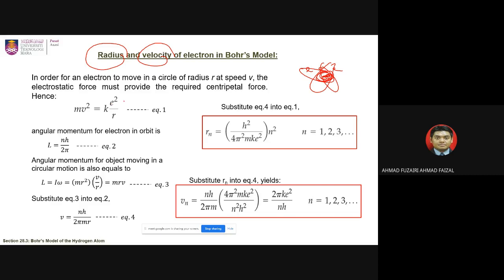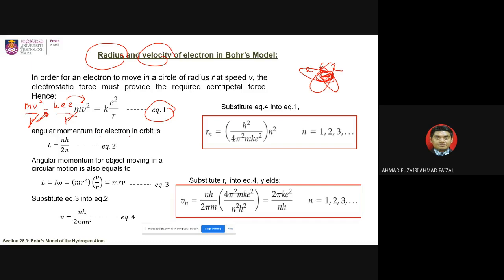The centripetal force is mv squared over r, equivalent to ke squared over r squared. Then we can move r to that side, so r cancels out with one r on the right side, and therefore we get mv squared equals ke squared over r. Remember, this is between electron and nucleus. This is considered to be equation number one.